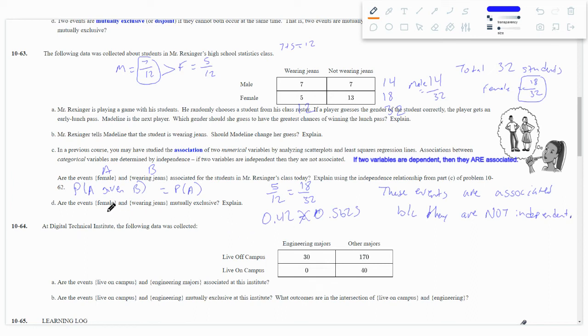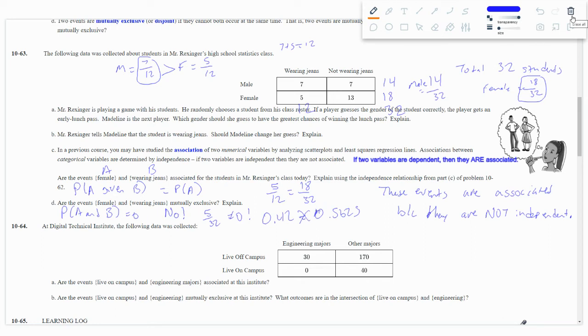And then lastly, are the events female and wearing jeans mutually exclusive? So from problem 10-52, the probability of A and B has to equal 0. So if you take a look at female and wearing jeans, that equals 5 out of a total 32. So no, it's not. 5 out of 32 does not equal 0. All right.